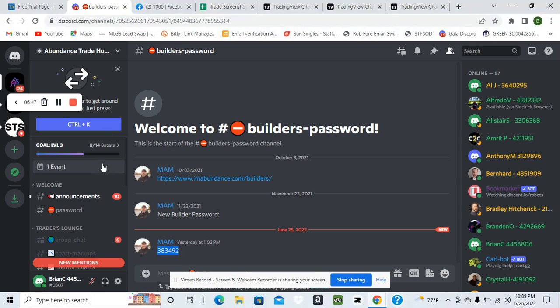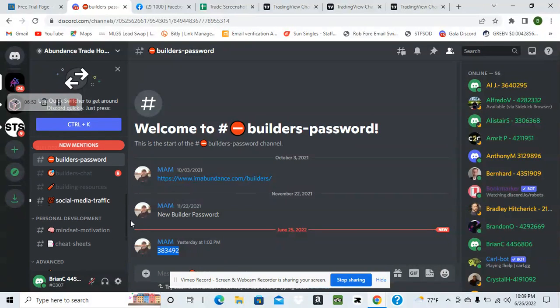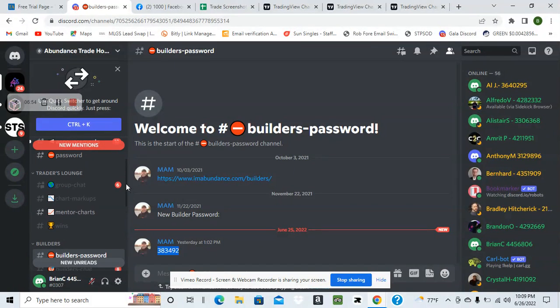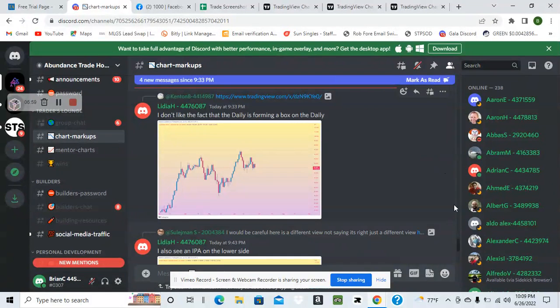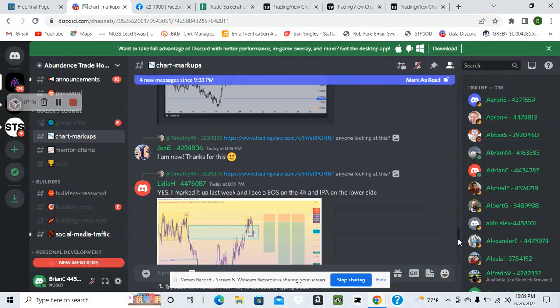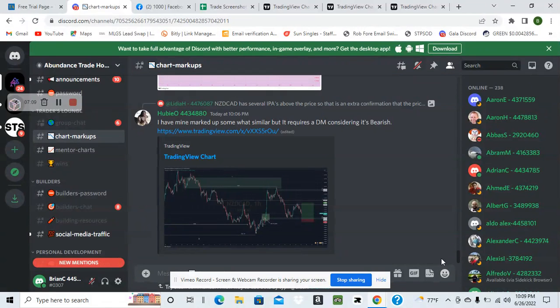We also have a Discord group where you can come in and look at the chart markups. Once we teach you the strategy, you're going to start marking up charts, and you can come in and put your chart markups in here and get feedback from other people. You can also look at other people's markups and use it for a trade. This is great. It's like your own signal service.